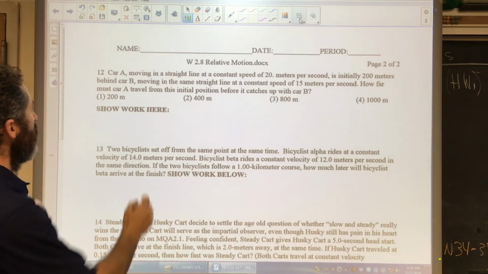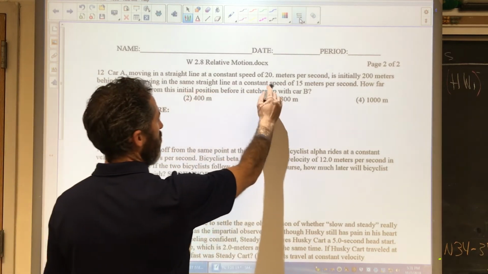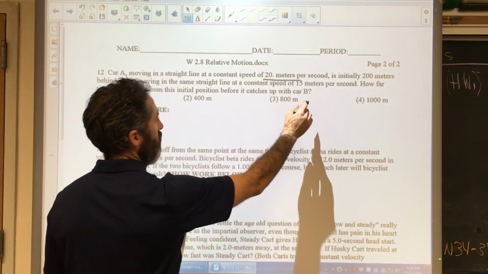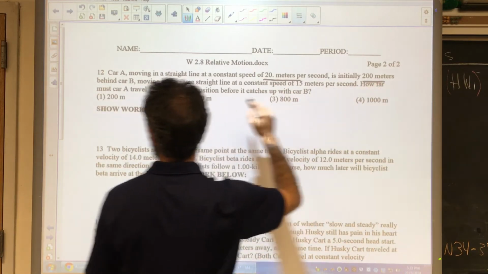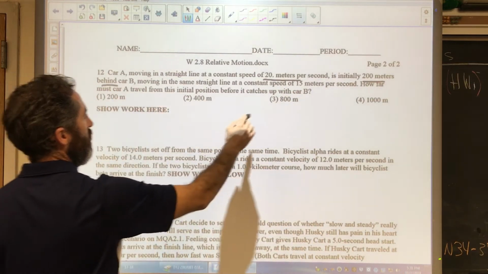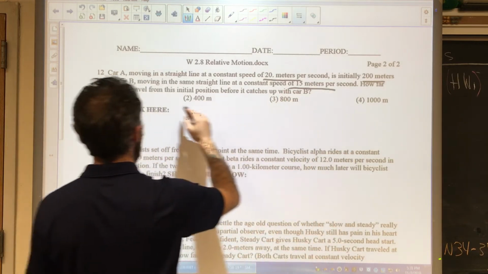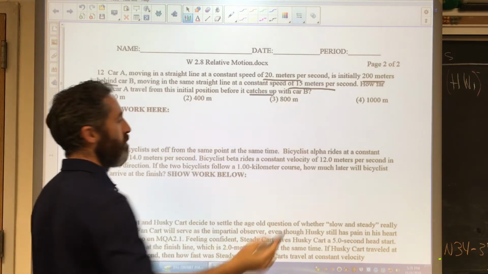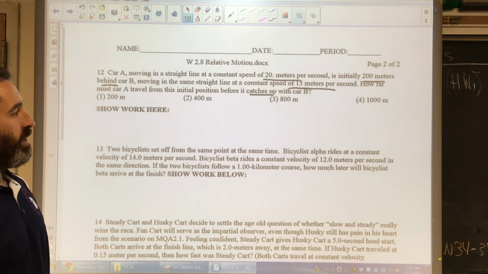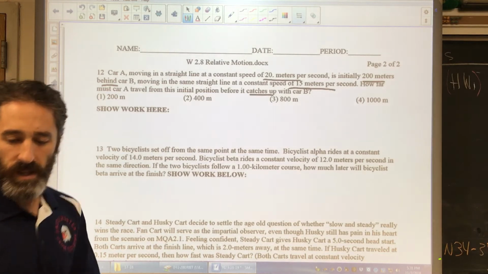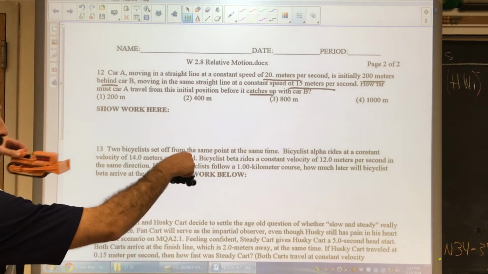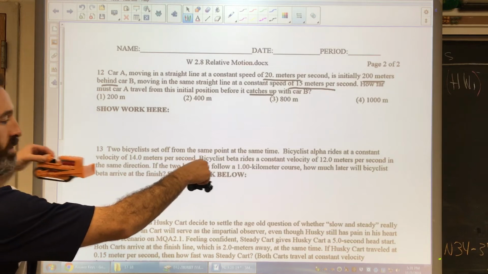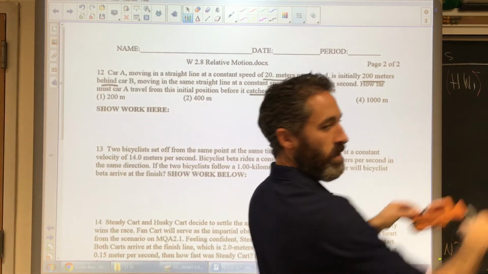Let's try this out. So we have car A moving in a straight line. Here's its speed. We have, oh, it's 200 meters behind car B. Oh, there's its speed. How far before it catches? Oh, the catch-up problem. Catch-up problem is standard business, relative motion. So that is this problem again. They don't start even. The one in the back drives faster, and at some point it catches up.